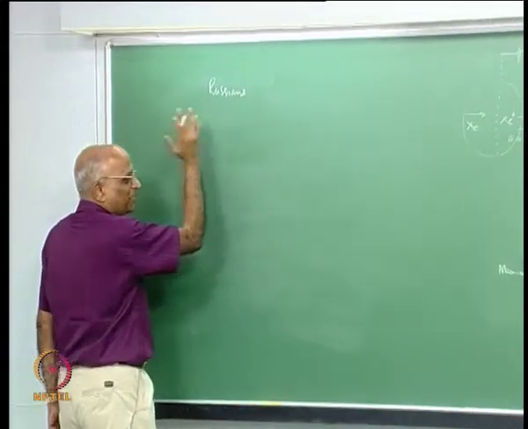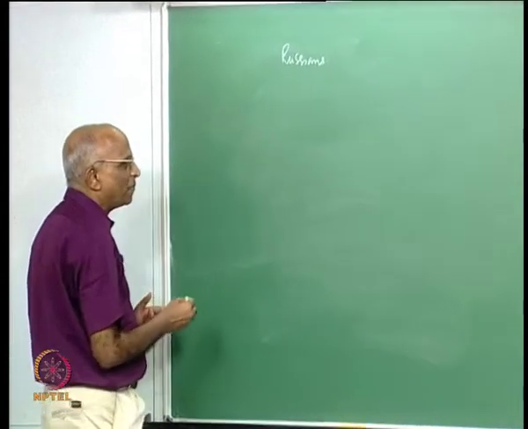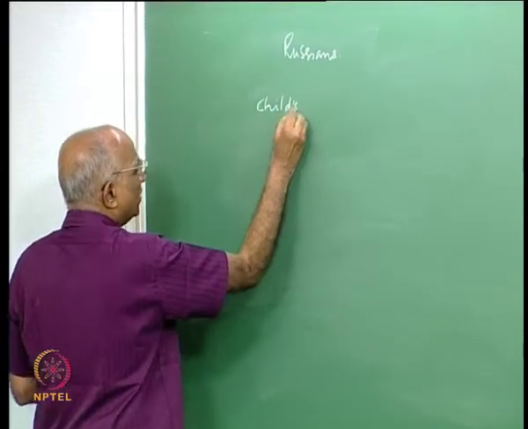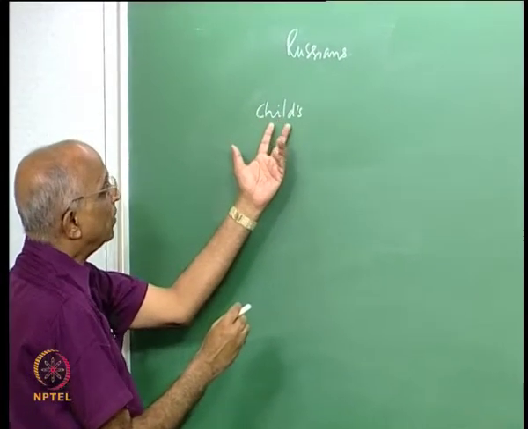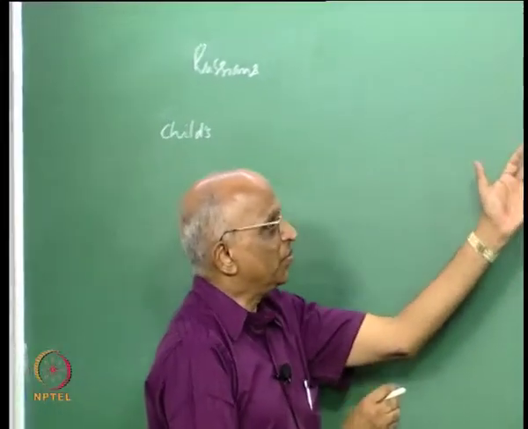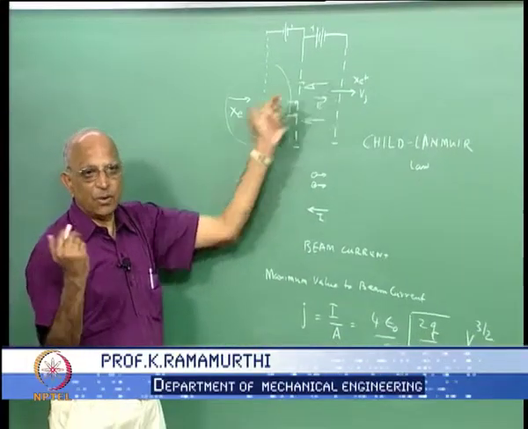I think we must try to appreciate some points. See, all what we are saying is we have the Child's law, which I just now wrote, saying that there is a limitation on the amount of charges which can be emitted and the thrust which can be generated by the ion rocket.